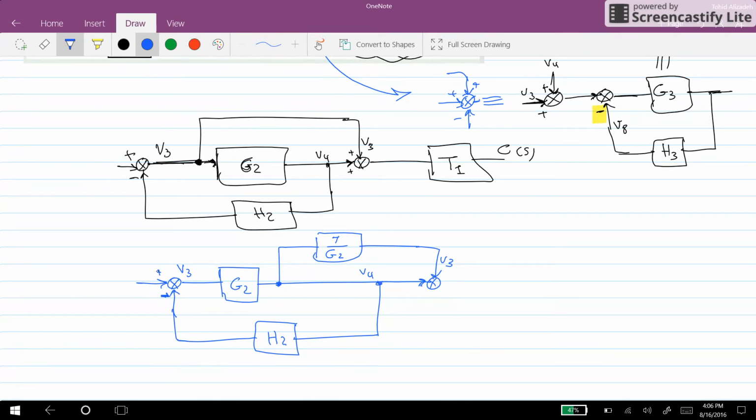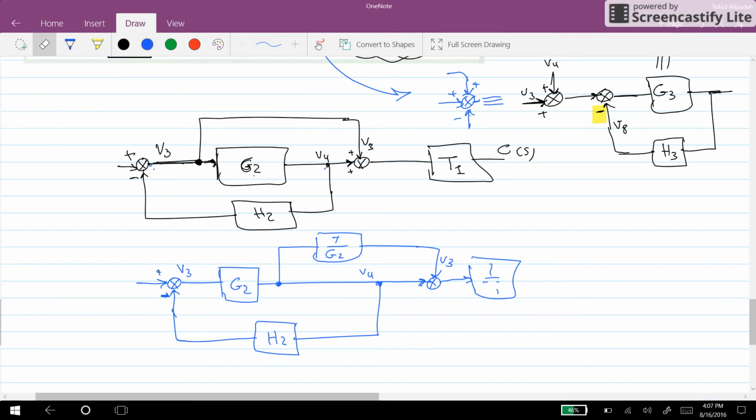So as you can see here, V3 is equal to the output of the summation point, and here we have V3 is equal to 1 over G2 times G2 times the output of the summation point. So these are equivalent to each other. On the other hand, V4 is equal to G2 times V3. So these two are equivalent to each other.